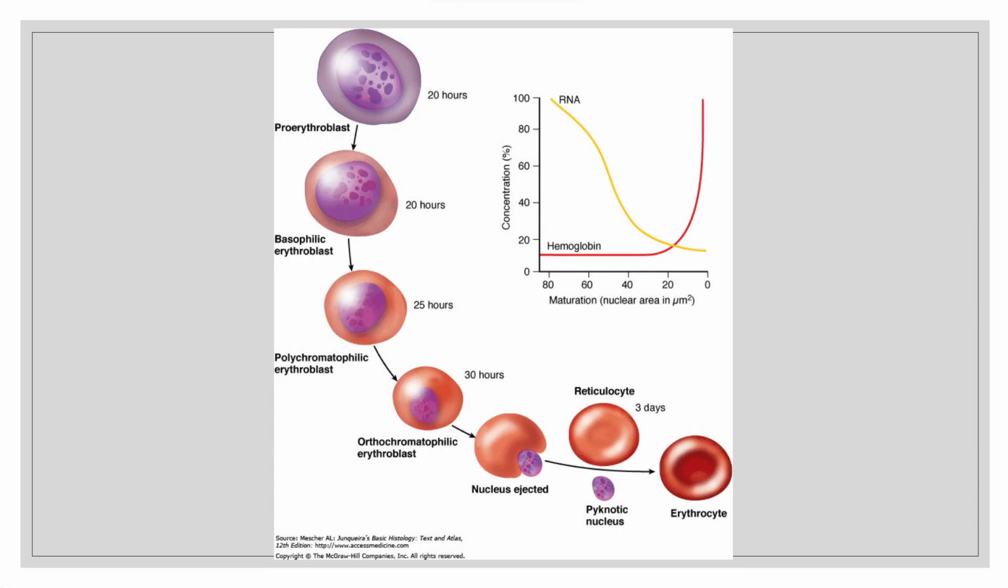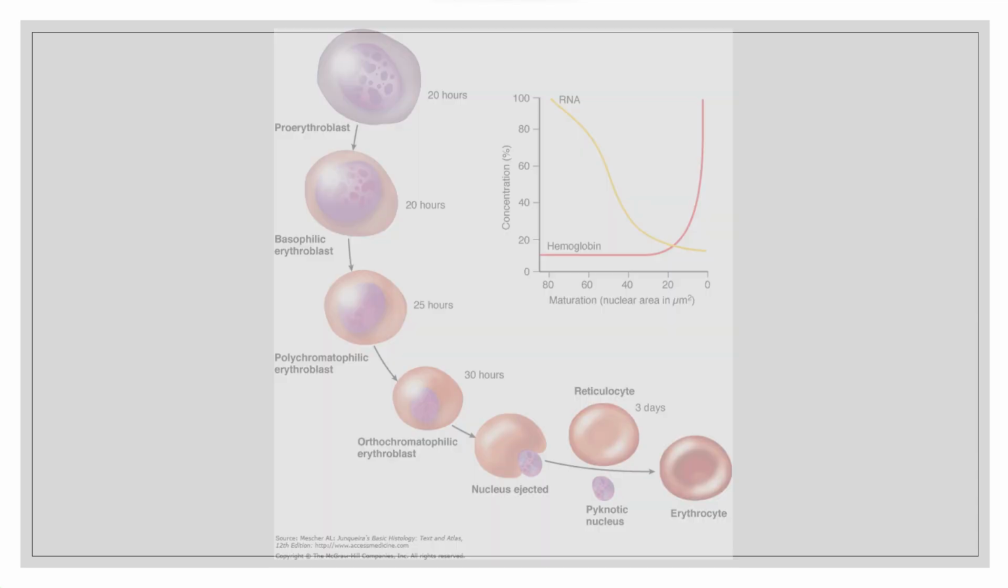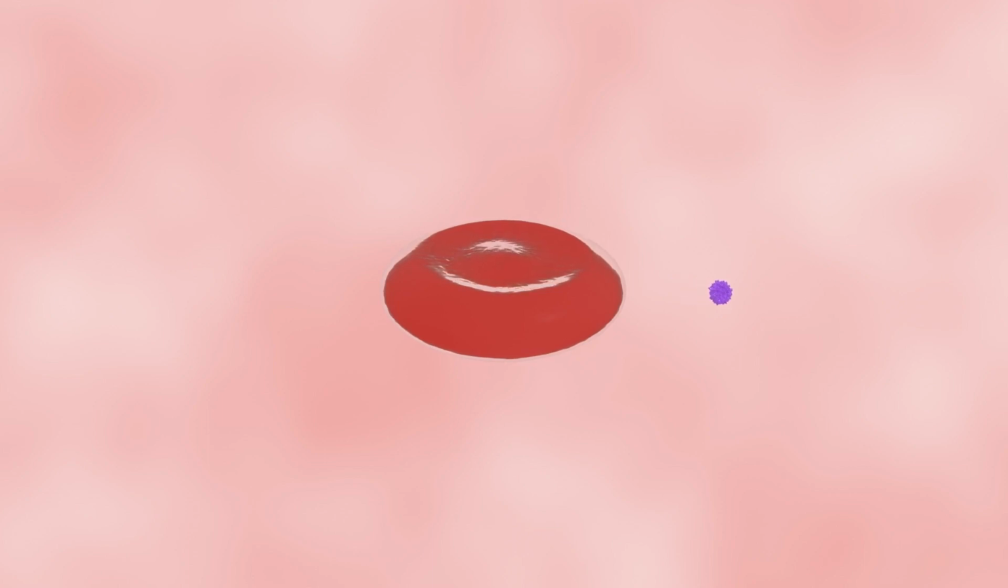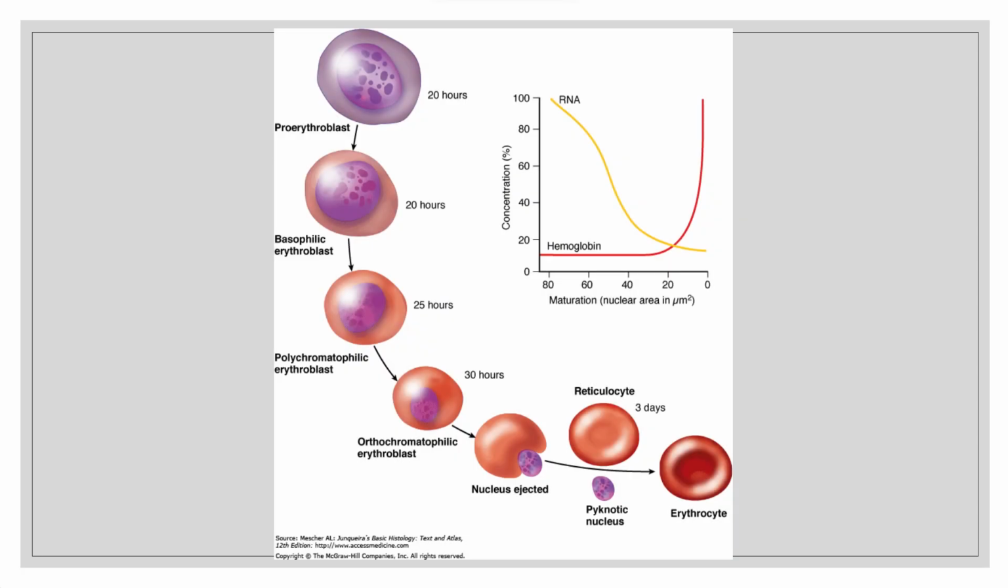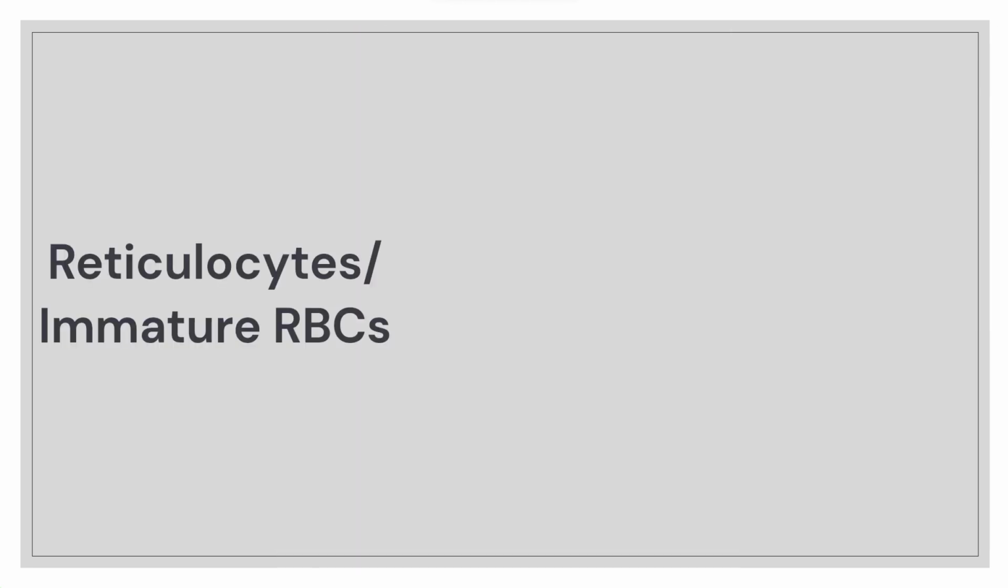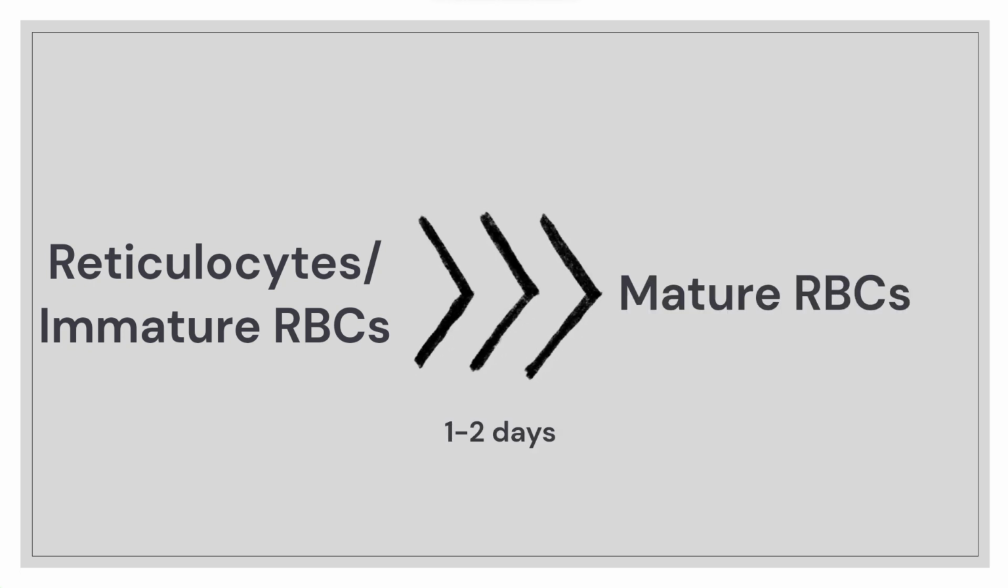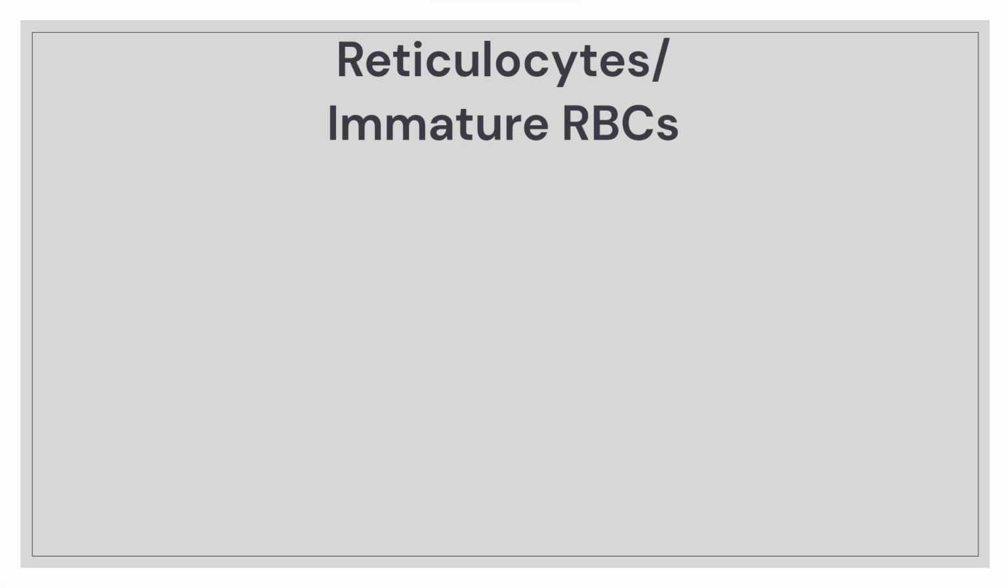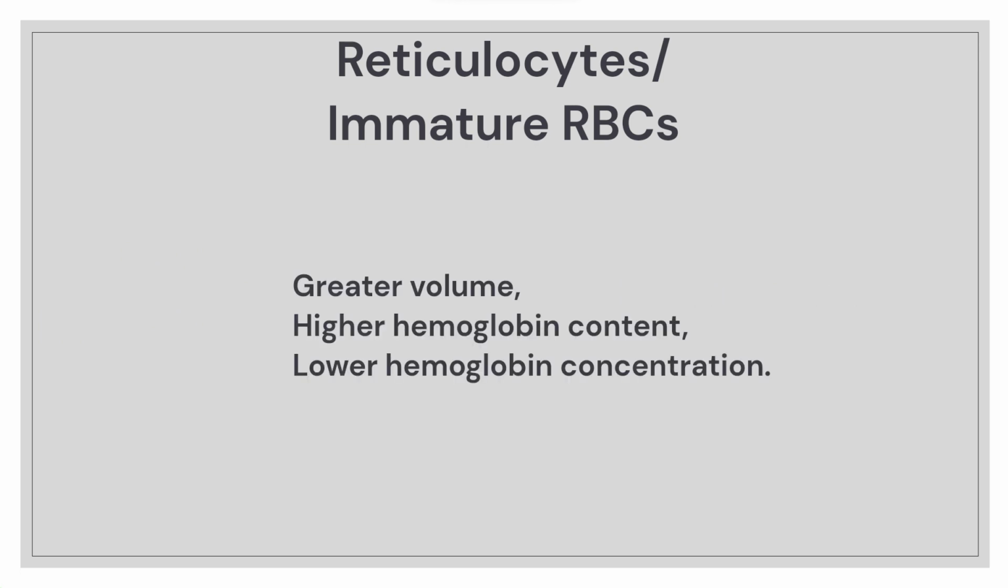Reticulocyte. During the maturation process of erythrocyte in bone marrow, the nucleated RBC ejects its pyknotic nucleus and is converted into reticulocyte. Reticulocytes are immature red blood cells produced in the bone marrow and released into peripheral blood. Reticulocyte turns into mature RBC within 1 to 2 days. In comparison to mature RBC, reticulocytes have a greater volume, higher hemoglobin content and low hemoglobin concentration.